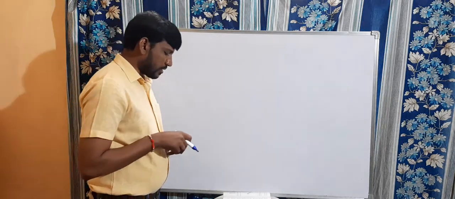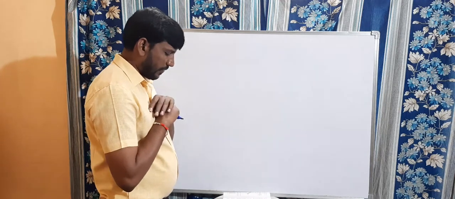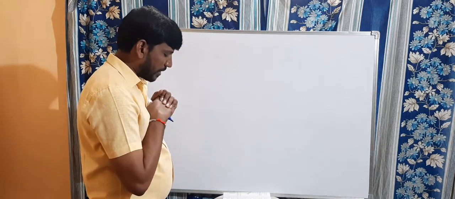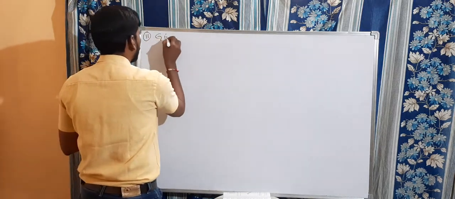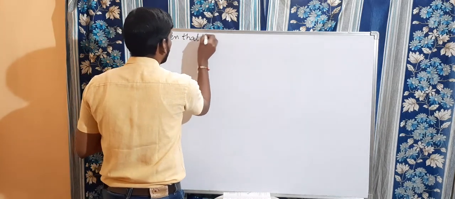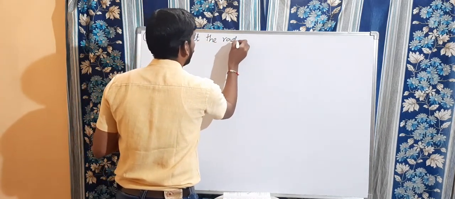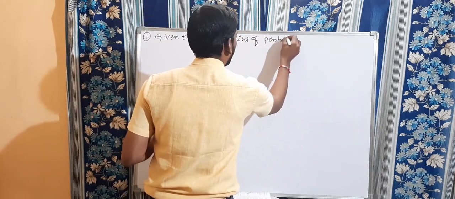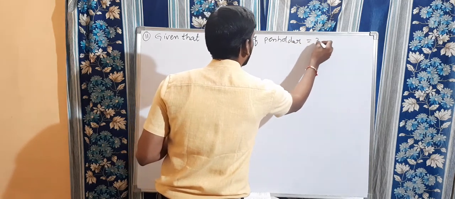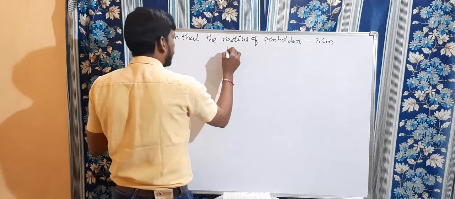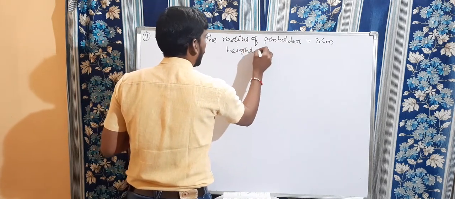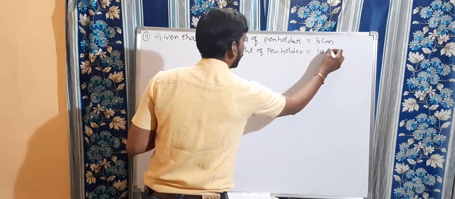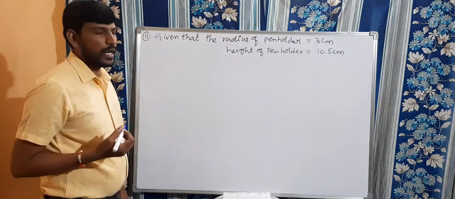Here the students of Vidyalaya were making decorating pen holders in the shape of a cylinder with a base using cardboard. Each pen holder was to have a radius given that the radius of the pen holder is equal to 3 centimeters and the height of the pen holder is equal to 10.5 centimeters. Clear?